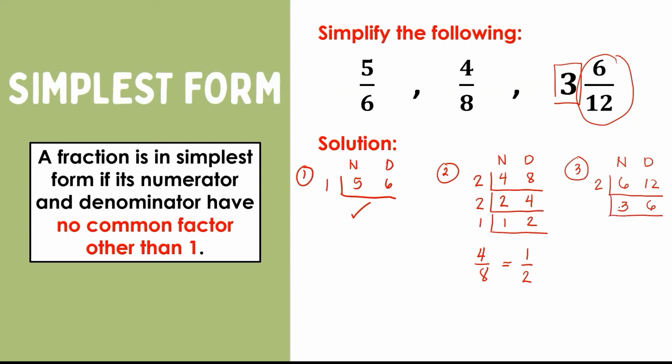This time, what number can divide both 3 and 6? Good job. It's 3. 3 divided by 3 is 1, and 6 divided by 3 is 2. And as we all know, 1 and 2 can no longer be divided by any other number aside from 1. So, the simplest form of 6/12 is 1/2. Therefore, we have 3 and 1/2.